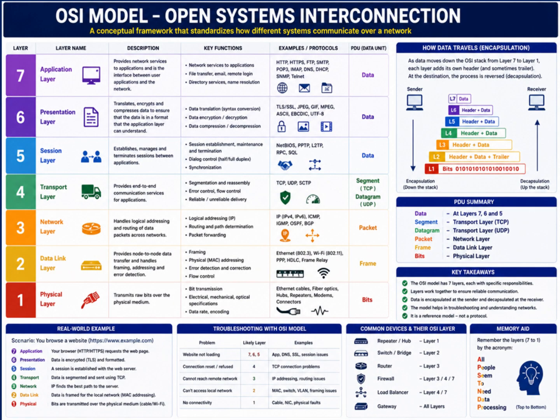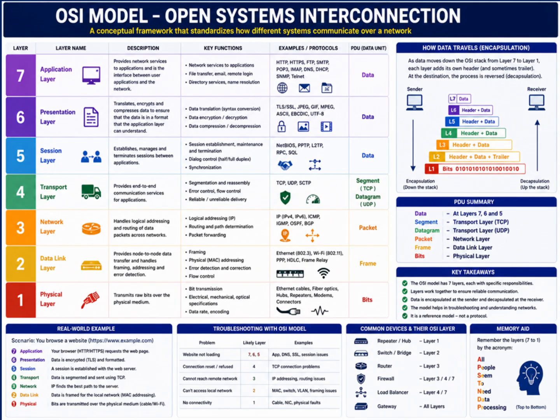The Open Systems Interconnection Model, commonly called the OSI model, is a conceptual framework that explains how systems communicate across a network. It breaks network communication into 7 layers, with each layer performing a specific function. Starting at the bottom is the physical layer. This layer is responsible for transmitting raw bits across physical media such as cables, fiber, wireless signals, and network connectors.